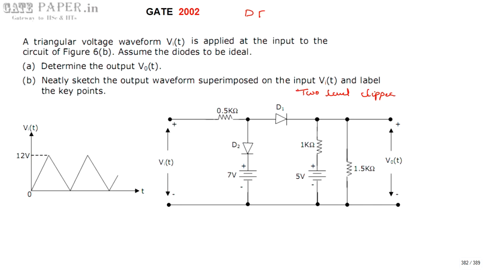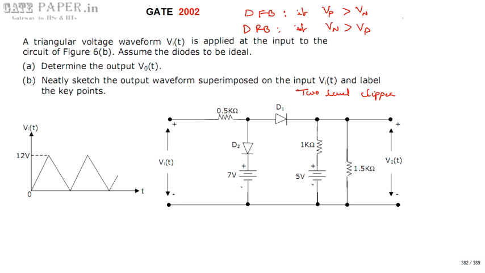A diode is forward biased if the voltage on the P side is more positive than the voltage on the N side. So we just have to look at the magnitude, whether it is more positive on the P side or not. If it is more positive on the P side, then it will be in forward bias. Otherwise, the diode will be in reverse bias. If the voltage on the N side is more positive than the voltage on the P side, then the diode is reverse biased.